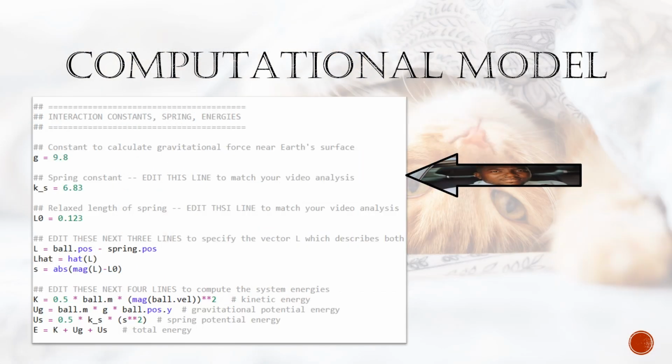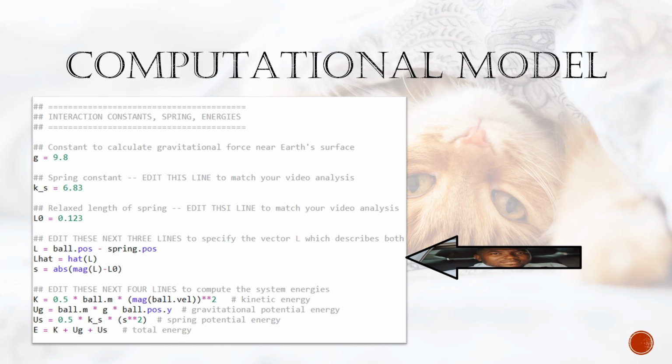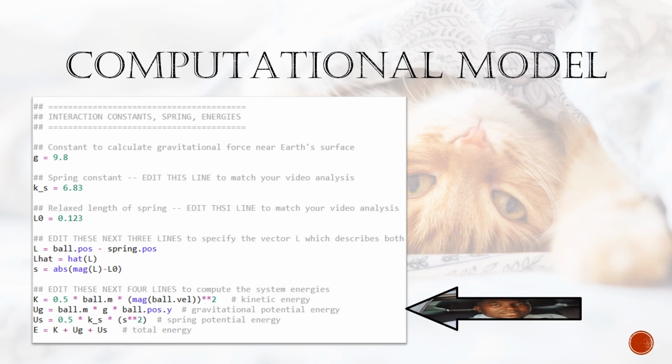In this part of the code, we set gravity to be 9.8 meters per second squared. The spring constant was then set to 6.83, and L naught was set to 0.123 meters. Next, we defined the L vector and S, the magnitude of displacement. From there, we used our formulas for the kinetic and potential energies and implemented them here. In the final line, the total energy is given as the sum of the kinetic and potential energies.